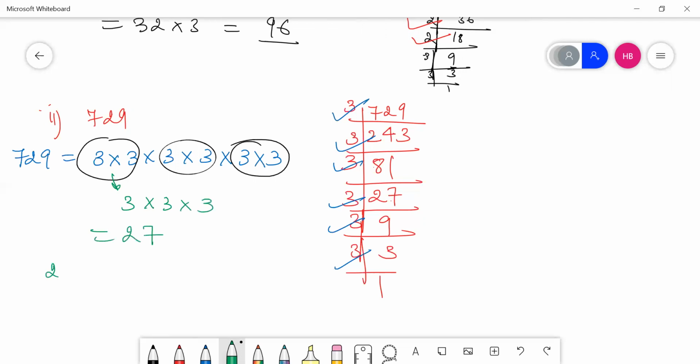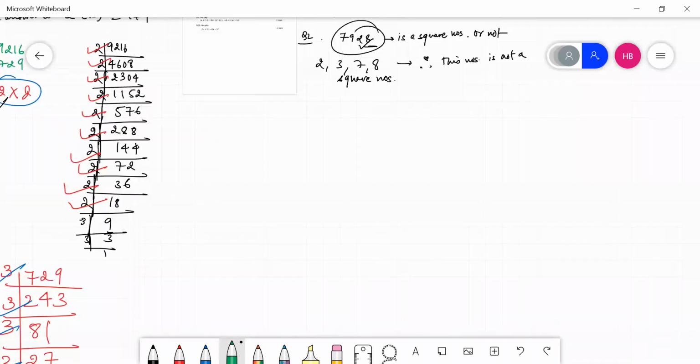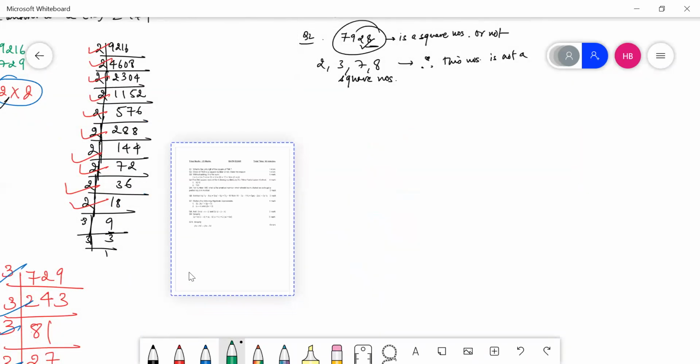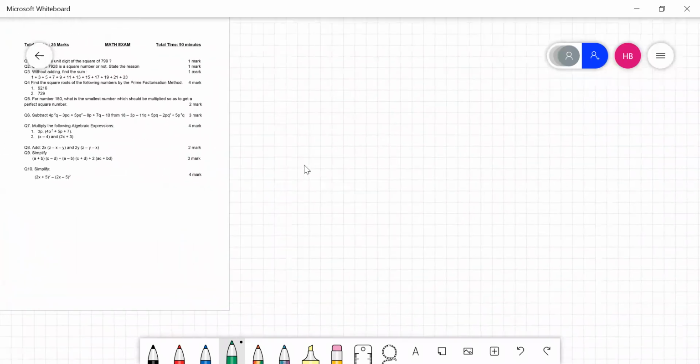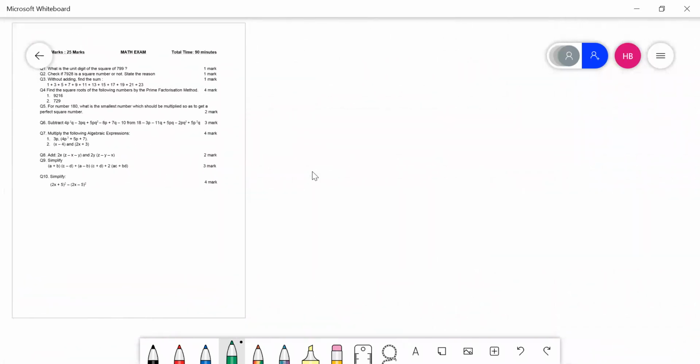So now 27 is the square root of 729. Okay, that's your final answer. Great. Let's move to the next question, which is question number 5.